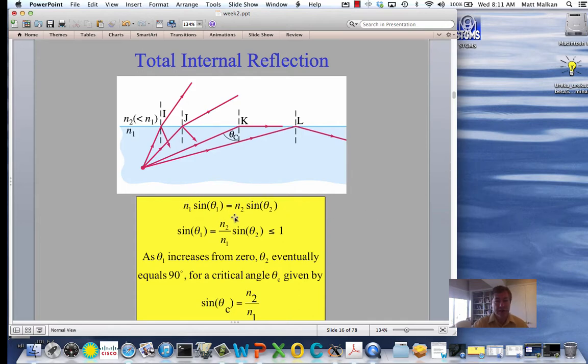I've written it down here so you can see it again. Want to look at two final consequences. These are very important and interesting consequences that flow from Snell's law for refraction. You see here that there's a sine theta on both sides of the equation, sine theta 1, sine theta 2.